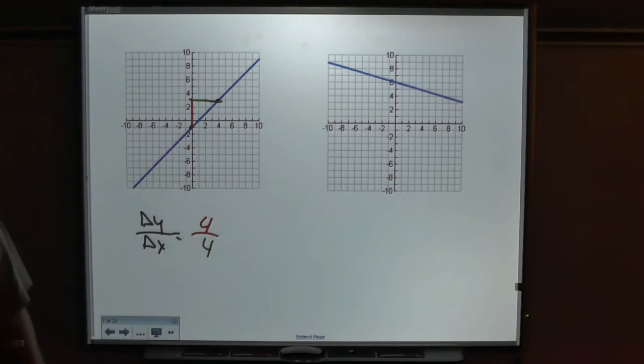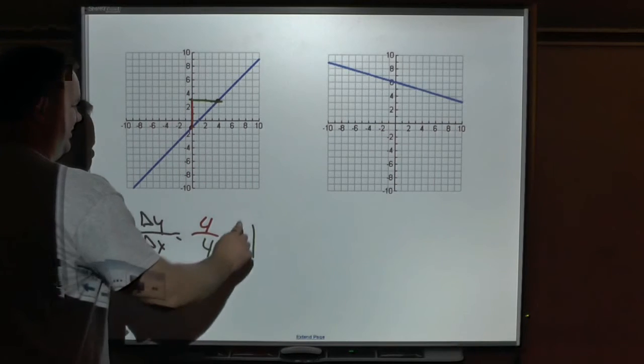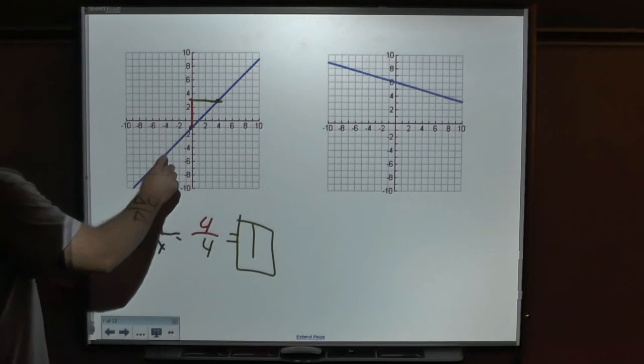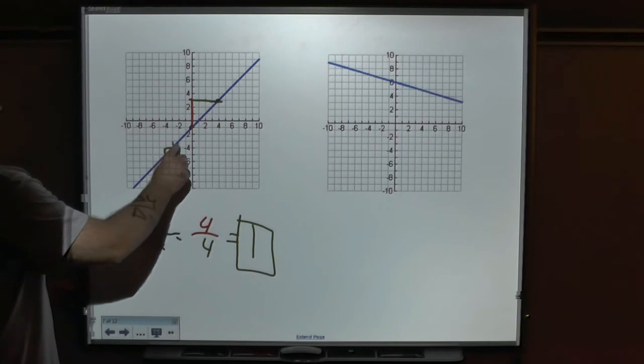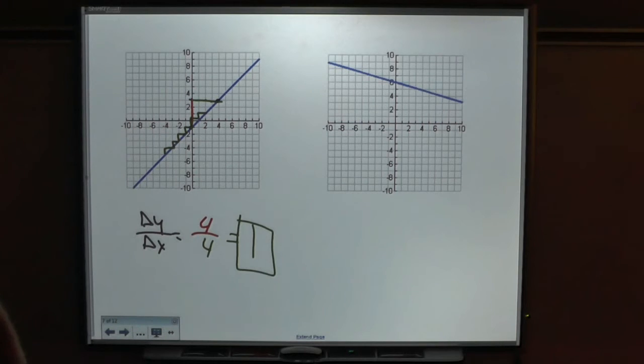So, the slope of this line, 4 divided by 4, that can be reduced. If I can reduce it, I will. The slope of this line is 1, and it means up 1 to the right one, up 1 to the right one, up 1 to the right one, every time. This is a positive slope. It increases as you look at it from left to right.